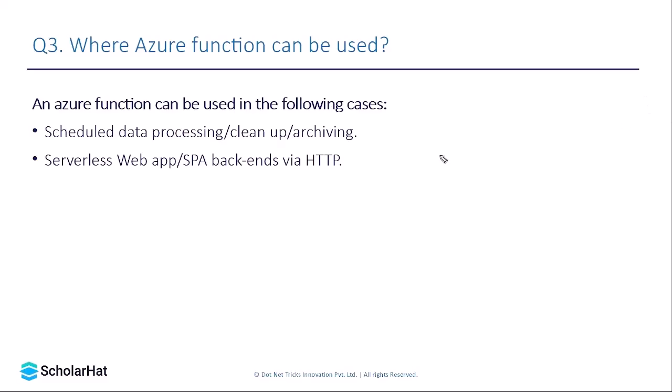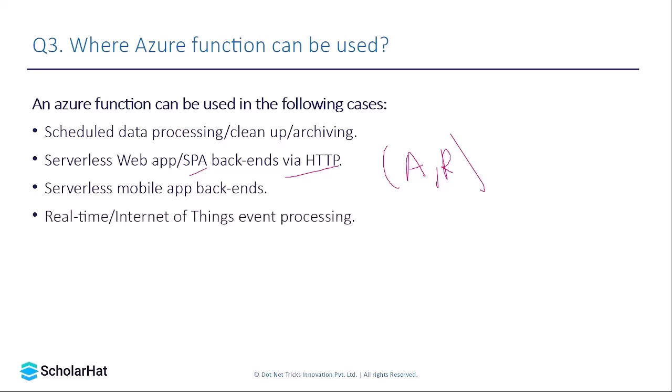Suppose you are creating an application or a single page application with the help of a front-end framework like Angular or React. This Azure function can act as a web API call or a backend call that is exposed via HTTP, that is Hypertext Transfer Protocol. And Azure function can be used as a backend for a mobile application as well. Since they are exposed as a web API, they can be used as a web app or as a mobile app backend.